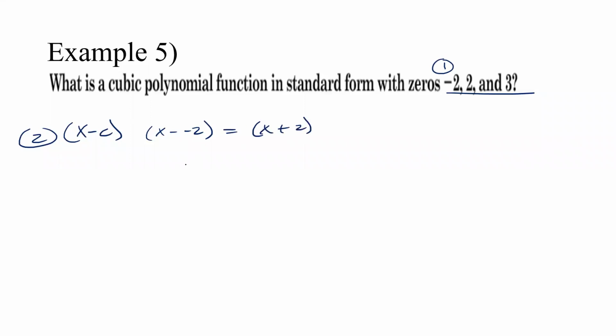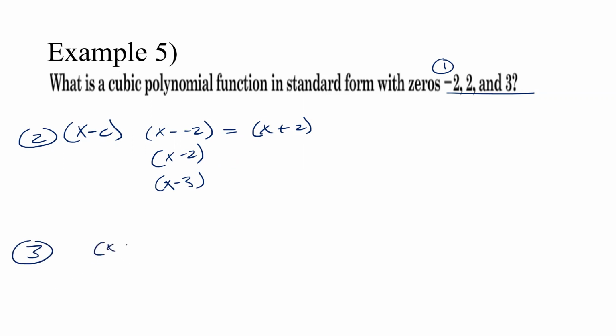So that's that factor. Next, I have x minus 2. That works out just fine. And I have x minus 3, and that works out just fine. Okay. Step 3 is to multiply them. So to find the polynomial, I've got to multiply them.